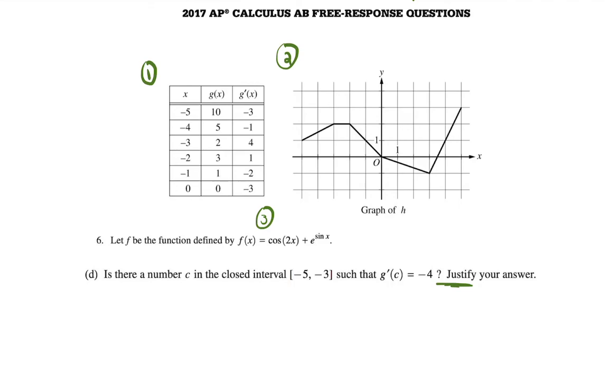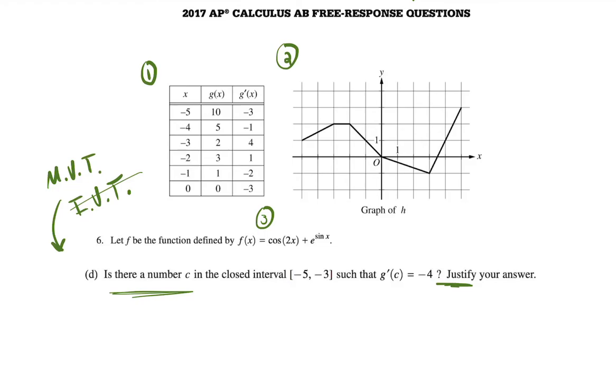Is there a number c in the closed interval -5 to -3 such that g prime of c equals -4? When they say, is there a number, this is your clue. This is almost always going to be either the mean value theorem or the intermediate value theorem. We'll do a whole exercise where we go back and forth so you can see recognizing which is which. In this case, we're talking about the mean value theorem.